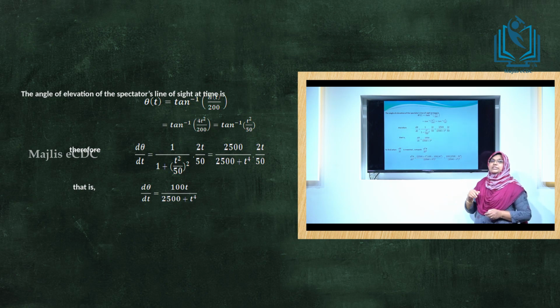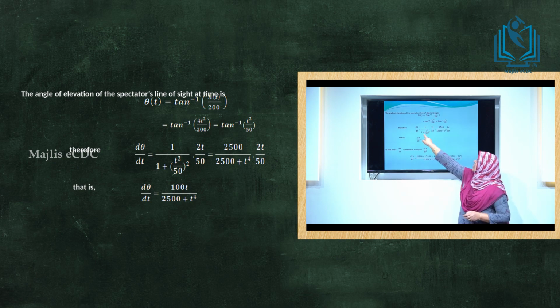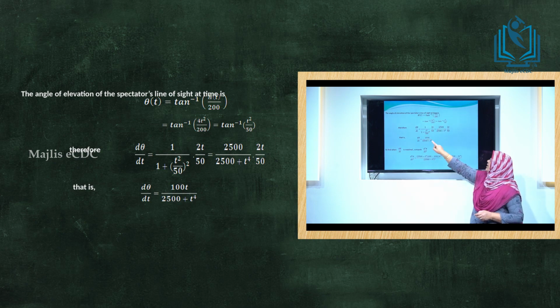The derivative of tan inverse x equals 1 by 1 plus x squared. That is 1 by 1 plus (t squared by 50) whole squared, into d by dt of t squared by 50, which is 2t by 50. That is d theta by dt equals 2500 by 2500 plus t raised to 4, into 2t by 50. Therefore, d theta by dt equals 100t by 2500 plus t raised to 4.